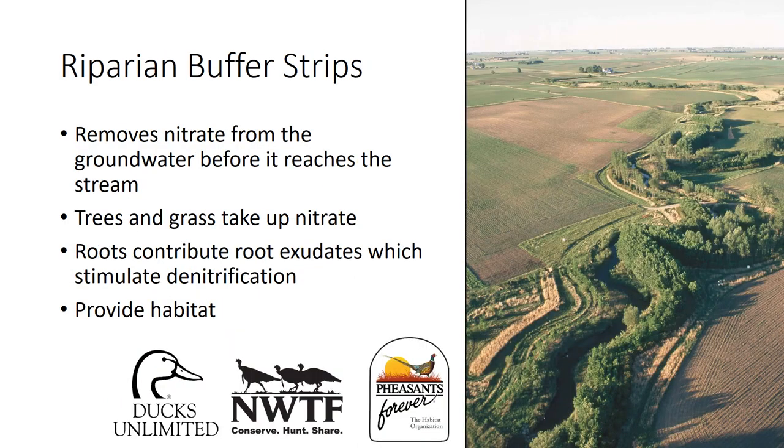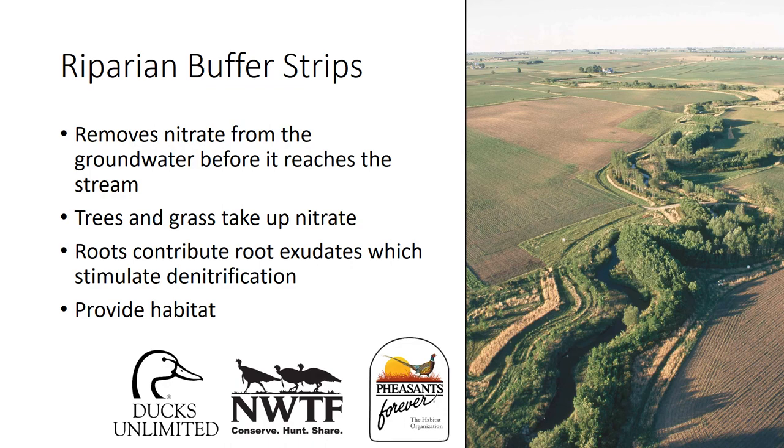Buffer strips are also a common practice that are focused on removing nitrate. So if we have water that has leached out of the root system of the upland crop, so further up the hill, then eventually that water is going to work its way towards the stream. And if there's a buffer strip along the stream, then the plants growing on this buffer strip, whether that be trees or grasses, those plants can use that nitrogen before it reaches the water.